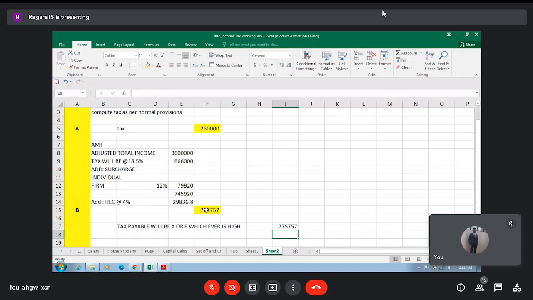Understood? What is that AMT expansion? Alternate minimum tax. Minimum you have to pay this much only, but you can pay maximum also. How maximum? If tax payable becomes 8,50,000, which is the higher? 8,50,000, sir. Then you will have to pay tax 8,50,000.